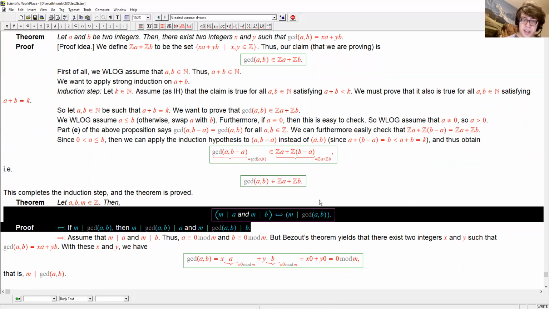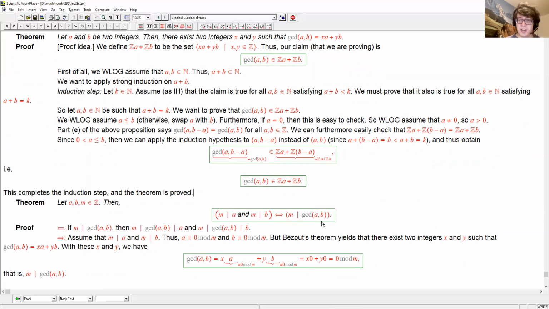This is a theorem that ends up being used all the time. It's also known as the universal property of the GCD. And this is Bezout's theorem.